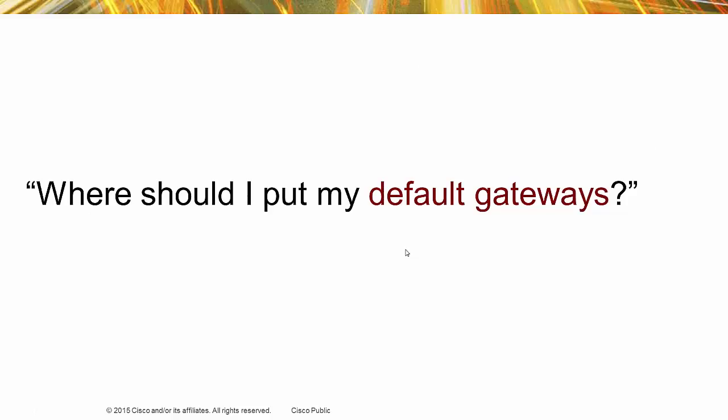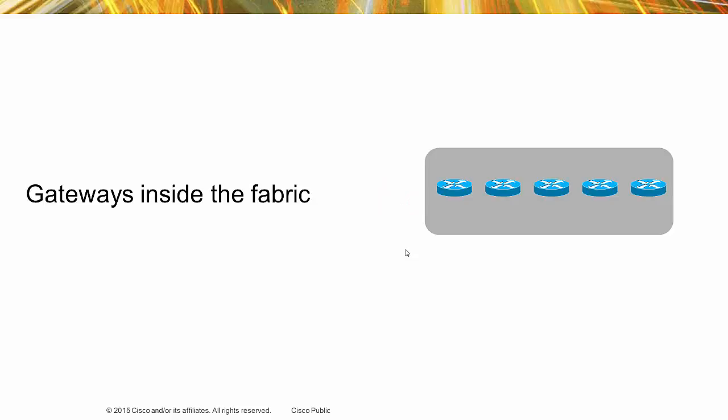Now, anytime we work with the network, we say, okay, this is the subnet, where is the default gateway? We usually like to put our default gateway on the routers and then have sub-interfaces or .1q on the switches or something like that. The similar question comes up in ACI: where should I put my default gateways? There are two options. You can have the gateway inside the fabric, so the fabric could act as your default gateway, or you can keep your default gateway outside the fabric also.